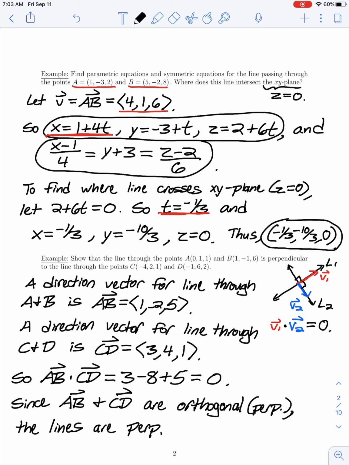Similarly, if we wanted to show that two lines in 3 dimensions are parallel, we would need to show that their direction vectors are parallel. That is, the direction vector of one line is a scalar multiple of the direction vector for the other line.